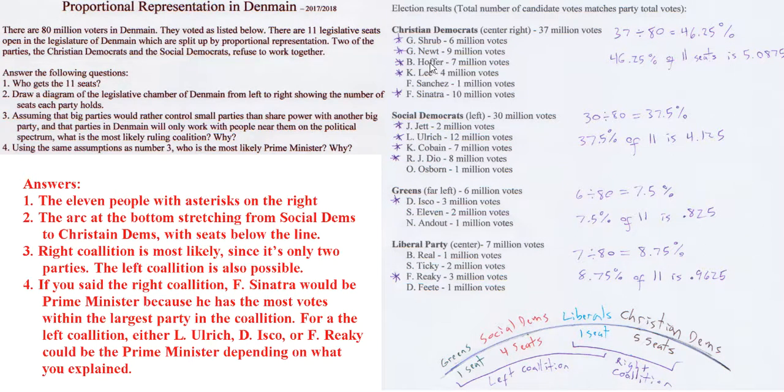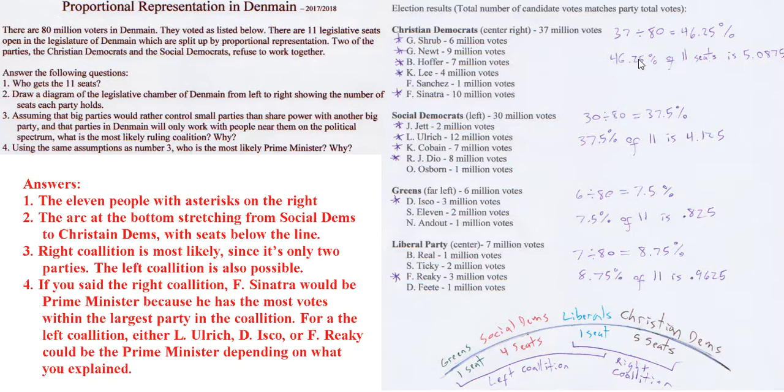So the way to start this whole thing, so you can answer these questions over here, is first off figure out the percentage of the vote each of the parties got. So the Christian Democrats got 37 million votes, 37, divided by 80 million total votes, they got 46.25% of the vote. Same thing for the Social Democrats. They got 30 million votes of the 80, and that is 37.5%. Greens, 7.5%. Liberal Party, 8.75%, because I got a little more than the Greens.